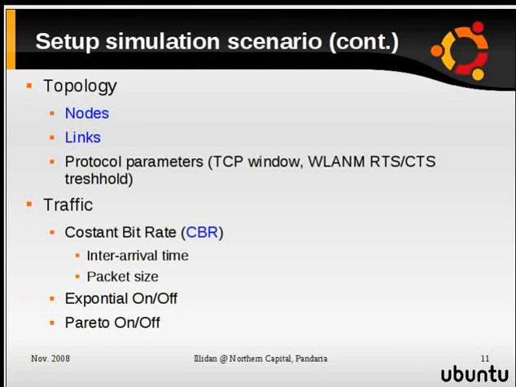For traffic, there are several built-in traffic patterns in ns2, such as constant bit rate, exponential on-off, Pareto on-off. Here we'll use constant bit rate (CBR) in this tutorial. The two most important parameters for this type of traffic are interval time and packet size.